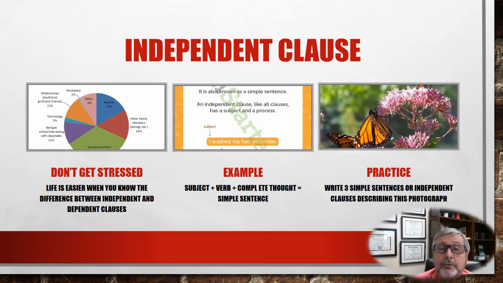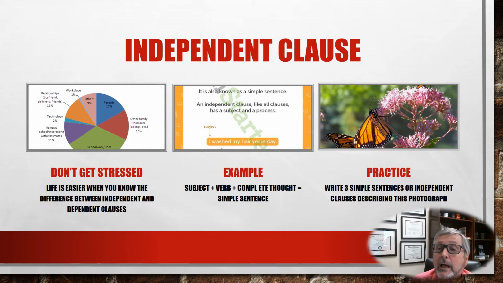Now let's take a look at the middle slide. An independent clause is also known as a simple sentence. An independent clause has a subject and a verb and expresses a complete thought. And you'll see the example there. I washed my hair yesterday. The subject, of course, is the person or place or thing that's doing action. The action in this case is washed. Who washed? I washed. So there's our subject and verb, and we complete the thought with some other parts of speech. I washed my hair yesterday. Simple sentence, also known as an independent clause.